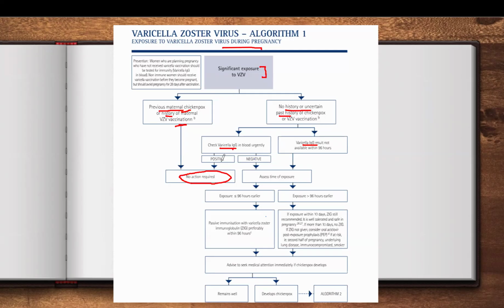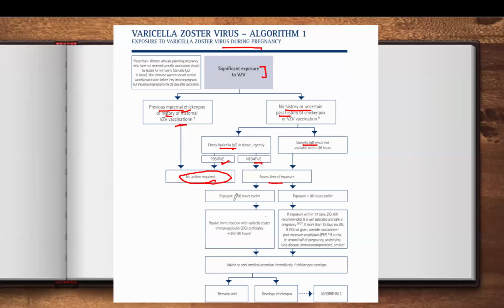If IgG is positive, it means that the mother is immune, right? So again, no action would be required. However, if IgG is negative, it means that there is no immunity present in the mother. Then we would have to give her immunization, passive immunization. That would depend upon the time of exposure.